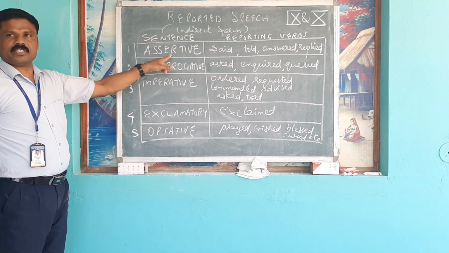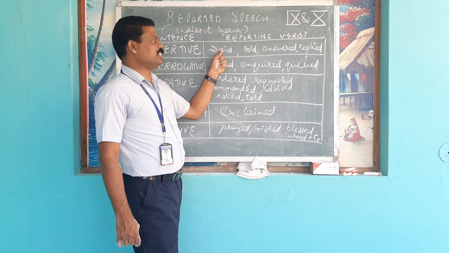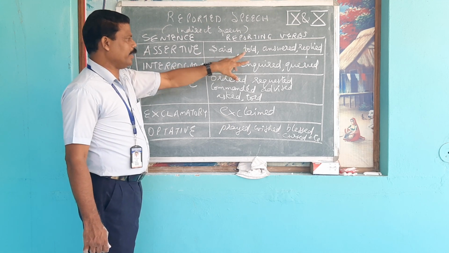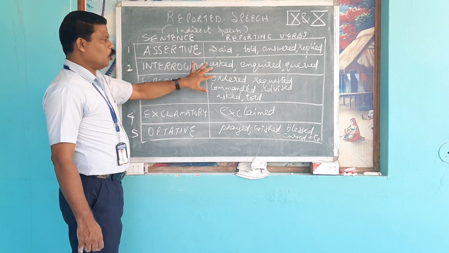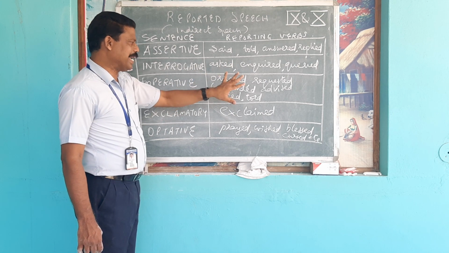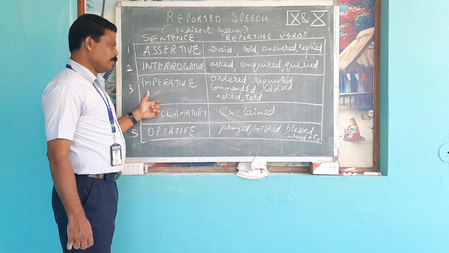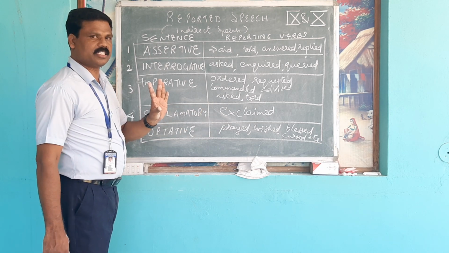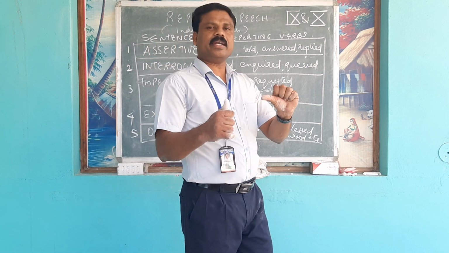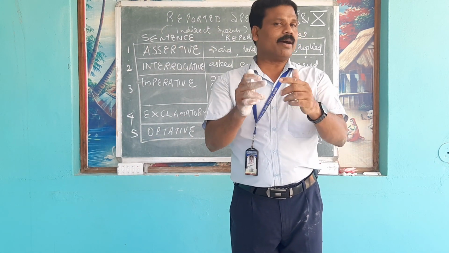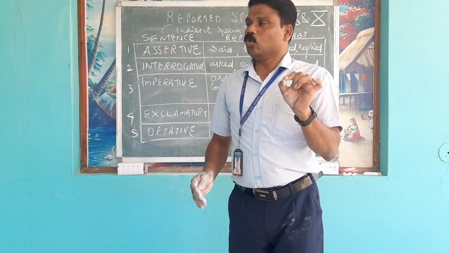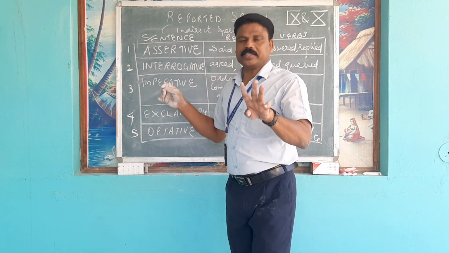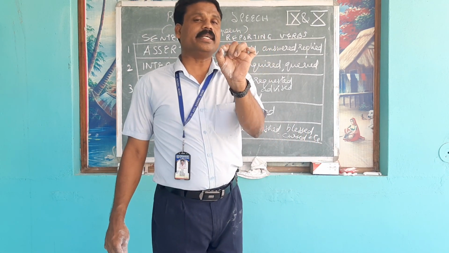Again, assertive sentence. The main reporting verbs are said, told, answered, replied. Interrogative: asked, inquired, queried. Imperative sentence: ordered, requested, commanded, advised, asked, and told. Exclamatory sentence: exclaimed. Optative sentence: prayed, wished, blessed, cursed, etc. So number 1, identification of sentence, and you know how to identify the sentence. Number 2, identification of a reporting verb. Number 3, identification of changing words.